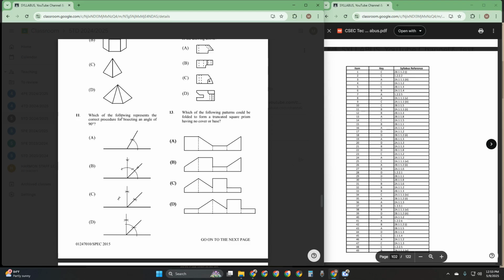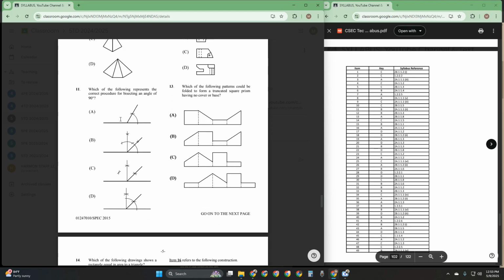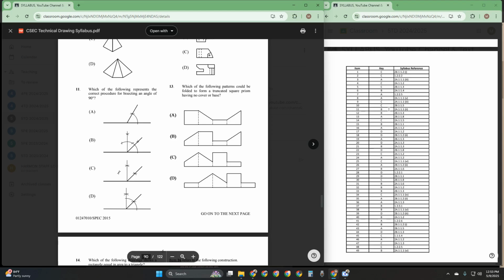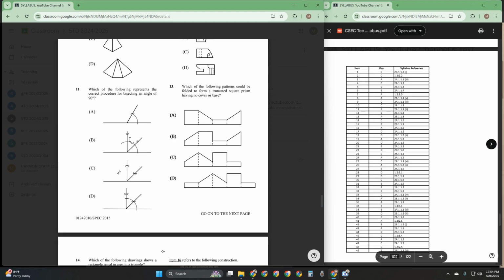Number 11. Which of the following represents the correct procedure for bisecting an angle of 90 degrees? You can see them here. They have number 11 as B. B would be correct. So they constructed the 90-degree angle and then they bisected it to get 45s.